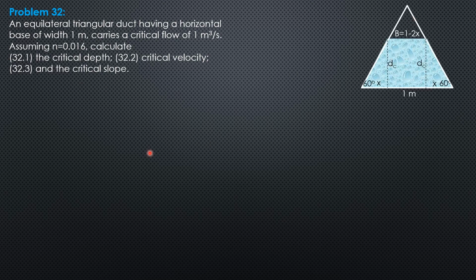Remember, that's not rectangular. So this is the critical depth. I'll call this x. This one is x also. The total horizontal base is 1 meter, and it is an equilateral triangle. Therefore, the top width of the water surface would be 1 minus 2x.